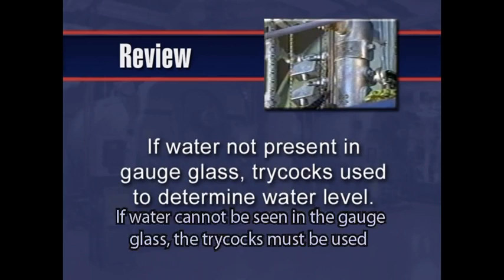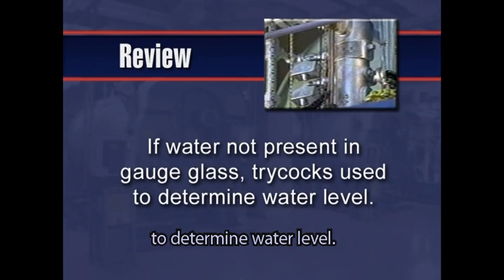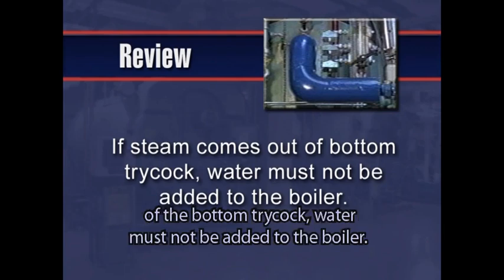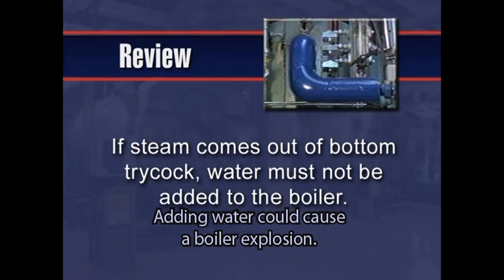If water cannot be seen in the gauge glass, the tricock must be used to determine water level. If water is not present in the gauge glass and steam comes out of the bottom tricock, water must not be added to the boiler. Adding water could cause a boiler explosion.